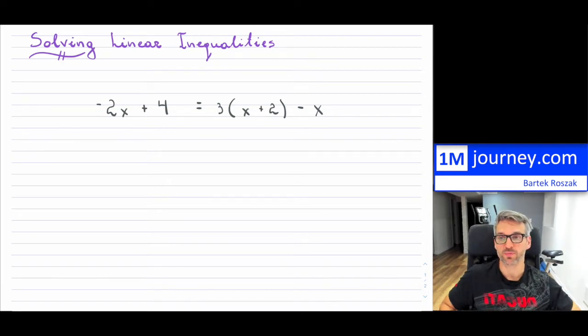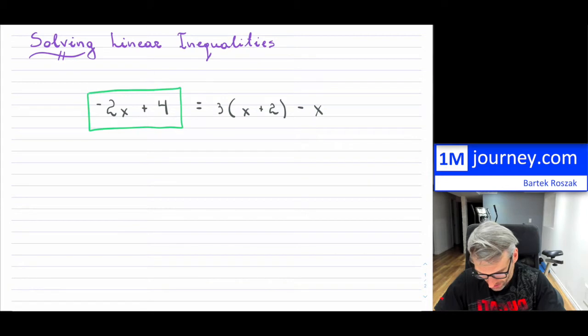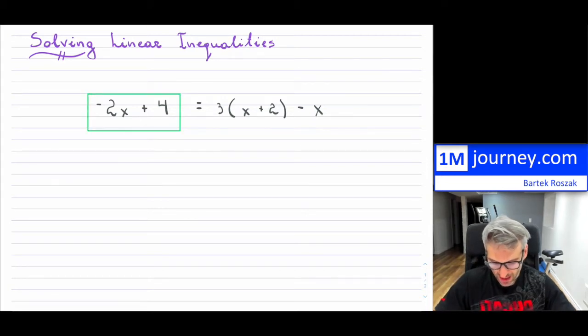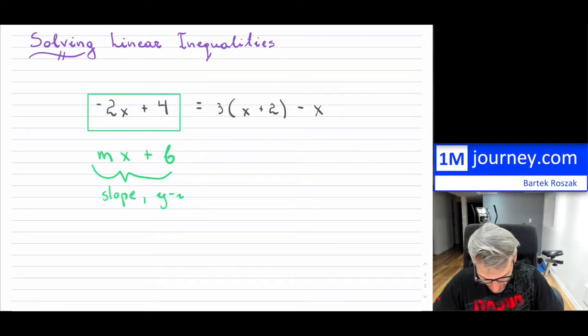Now, what do I mean first by linear? What I'm referring to when I say linear is that if we have the left-hand side right here, you're going to be able to simplify it such that it looks in the form of basically a line: mx plus b. For those who may remember, this is nothing else but simply the slope and y-intercept form of a line.